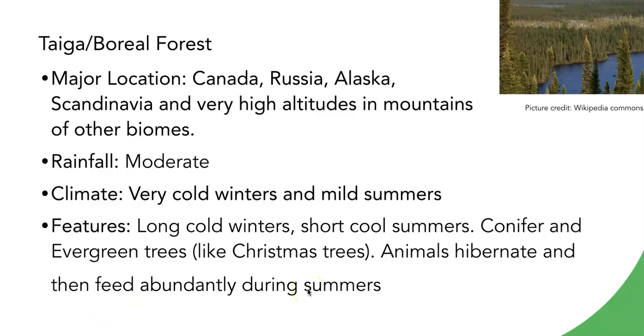The next one is the taiga. Another name for it is the Boreal Forest. Here are our major locations: Canada, Russia, Alaska, Scandinavia, and very high altitudes and mountains of other biomes. Moderate rain, very cold winters, and mild summers. Long cold winters, short cool summers, conifer and evergreen trees like Christmas trees. Animals hibernate and then feed abundantly during the summers.